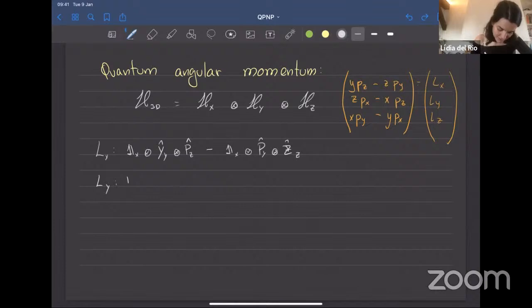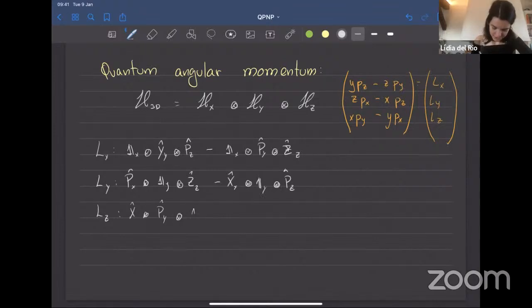So this is Px, identity on Y, times Z on the Z system, minus the other way around: X on the X system, identity on Y, and Pz. And we do the last one by hand. So X, Py. So these are all operators that act on this 3D Hilbert space, which is the tensor product of each direction.